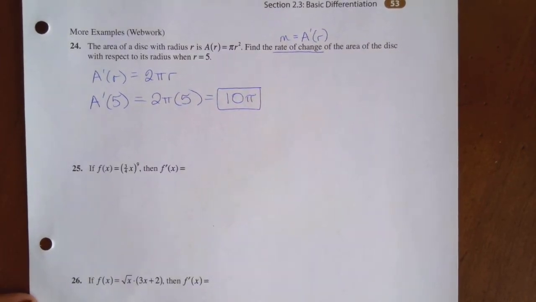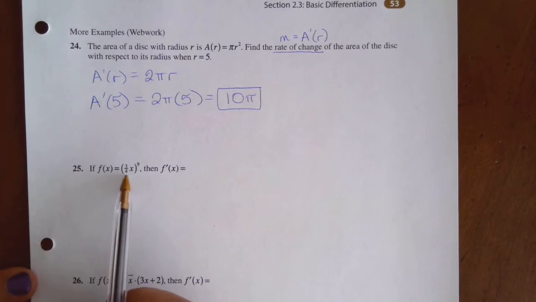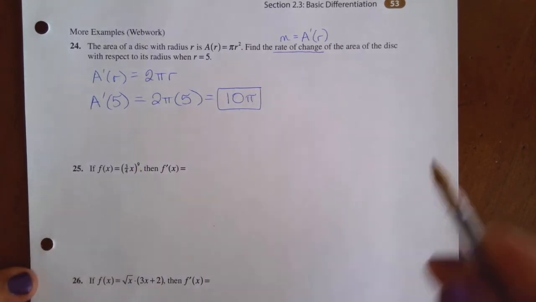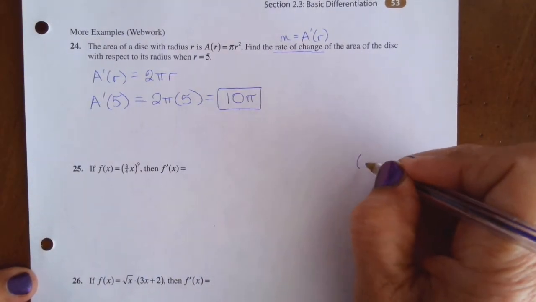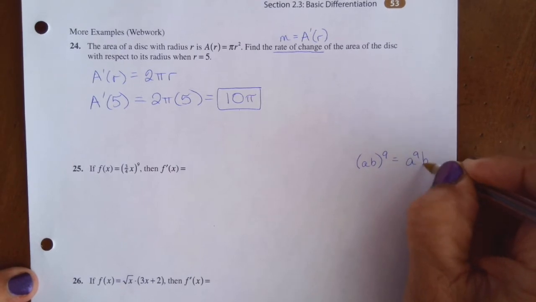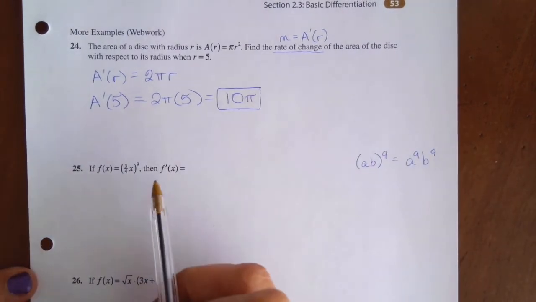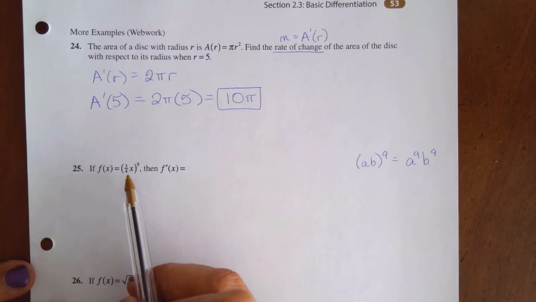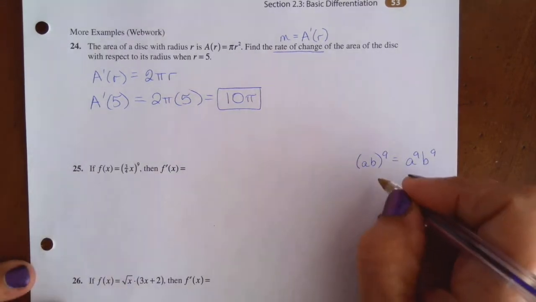All right, let's look at 25. If f of x equals 3/4 x to the 9th power, then find f prime of x. Okay, this is just kind of a little, not that we're trying to trick you, but this is about the fact that you know how to raise numbers to a power. Okay, so let me move over here, because if you had (ab) to the 9th, that means a to the 9th, b to the 9th, correct? So we're not trying to trick you here, but this is totally different than if I gave you this.